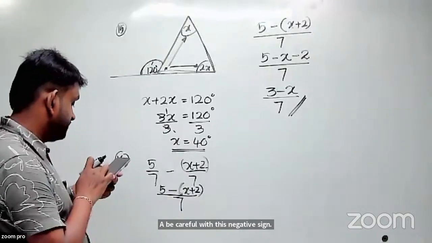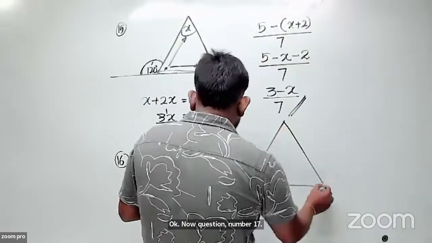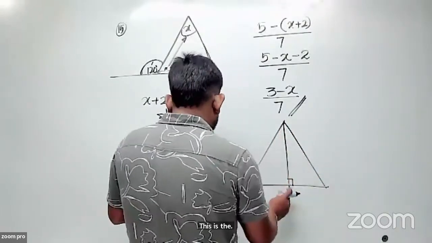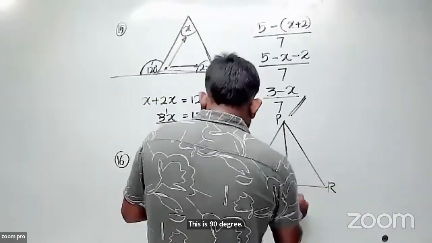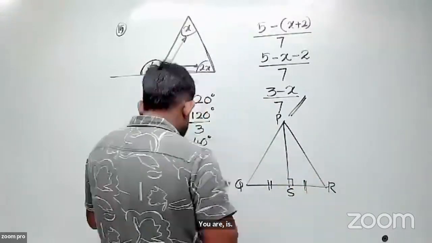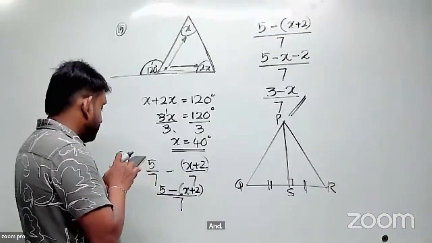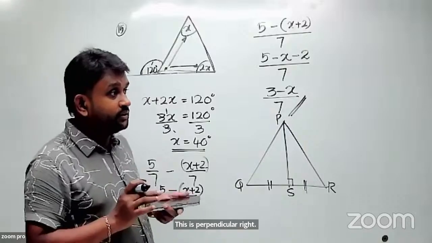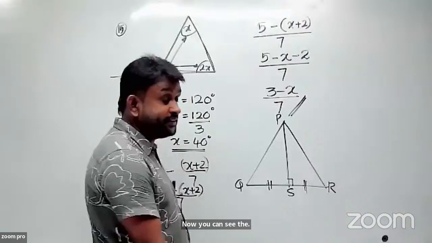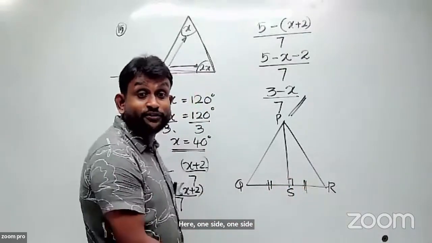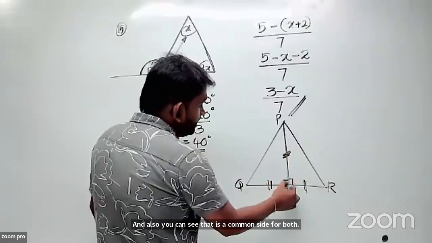Okay, now question number 17. This is the congruency case. This is 90 degrees, and P Q R S. Okay, these two sides are equal and this is perpendicular, right? Write the case of the congruency of these two triangles. Now you can see here one side equal and here 90 degrees there. And also you can see that is a common side for both. So now you can see here also 90 degrees.